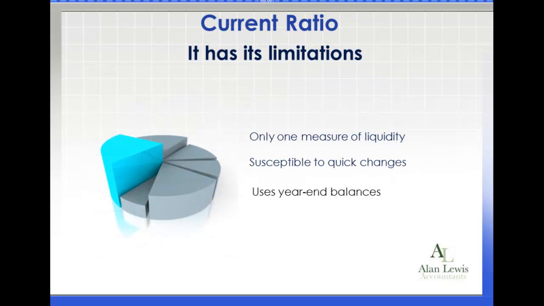So to recap, we can see that it is only one measure of liquidity. It is susceptible to timings of transactions and some pretty quick changes. It's taking a snapshot of your figures at a particular point in time, that would be balance date, and it also doesn't take into account what your assets are made up of. I, for one, would much rather have $1 of cash than $1 worth of slow-moving stock.